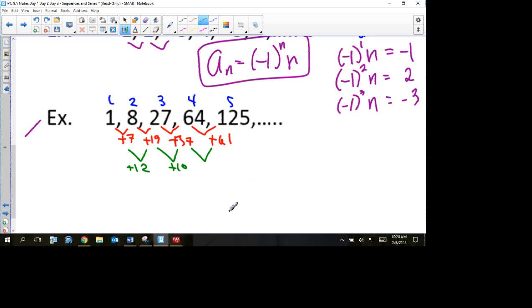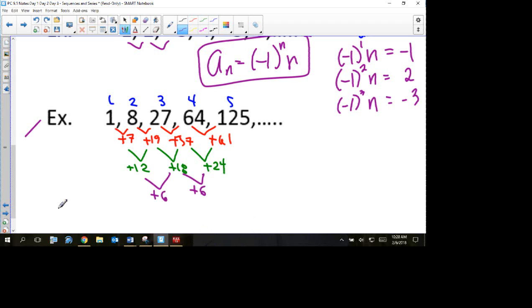7 plus 12 is 19. 19 plus 18 is 37. And 37 plus 24 is 61. These aren't constant, but I'm starting to see a pattern. What if I do it again? 12 plus 6 is 18, and 18 plus 6 is 24.